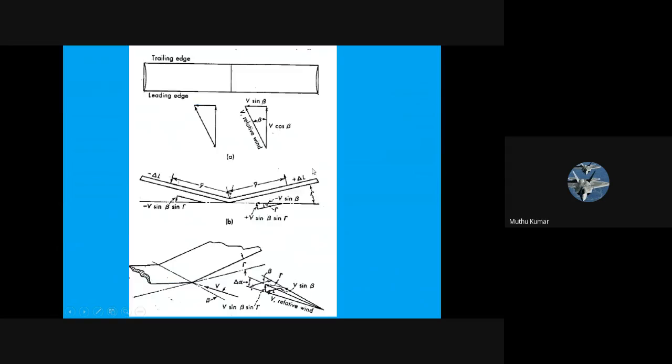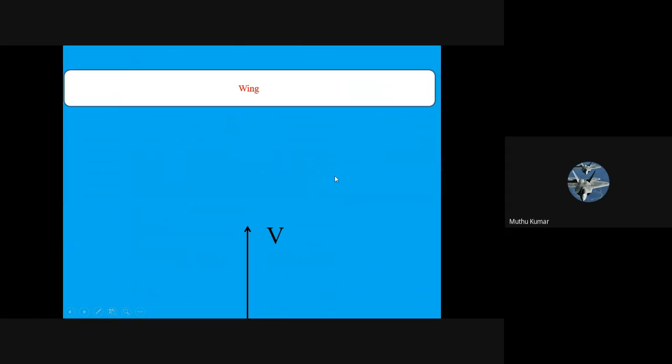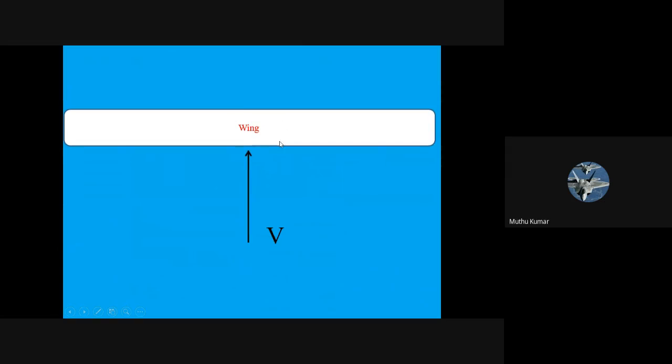So actually this is the picture which is going to tell you what exactly this inclination does to lateral stability. I'll try to explain it. There is a wing which is a straight wing which has a velocity vector. Perfect, so good.